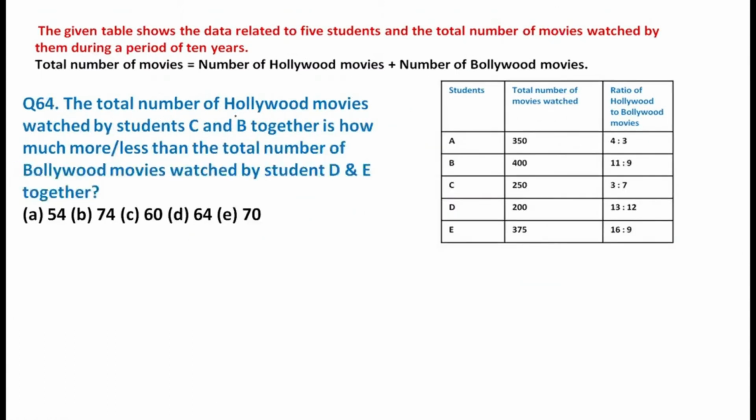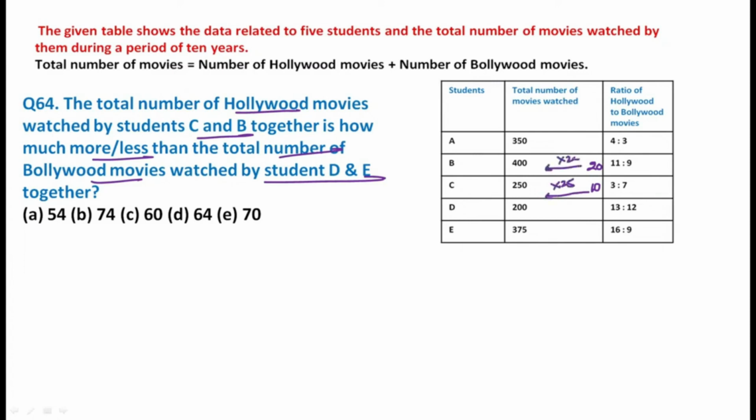Next one. The total number of Hollywood movies watched by students C and B together is how much more or less than the total number of Bollywood movies watched by D and E together. So we need to calculate for B and C. So 20 units here, 10 units here. Each unit is equal to 25.